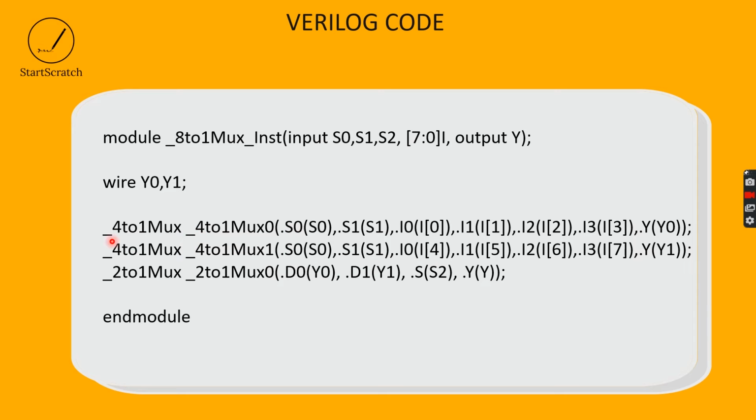Like here for the first 4:1 multiplexer I have given the two selection lines, and for the second 4:1 multiplexer I have given the same selection lines, and the inputs are different, like I0 1 2 3 for the first, and 4 5 6 7 for the second multiplexer. The outputs are Y0 and Y1, and these outputs will be driven to the inputs of the 2:1 multiplexer, and here is my selection line S2, and here is my final output Y.